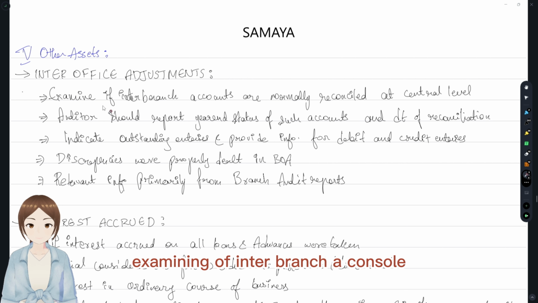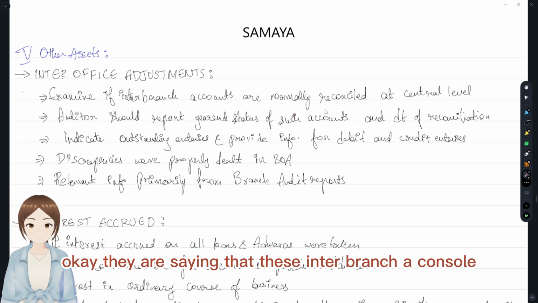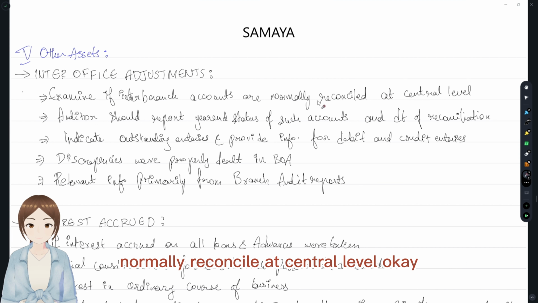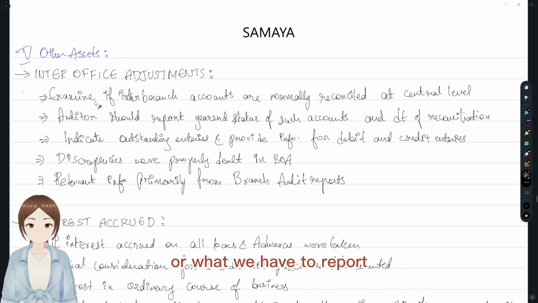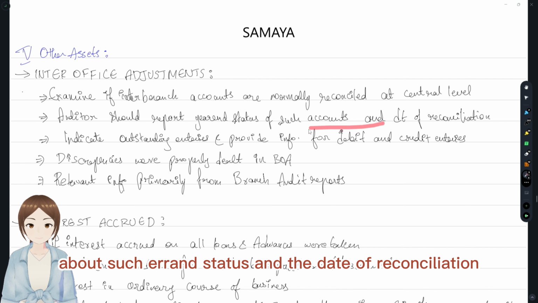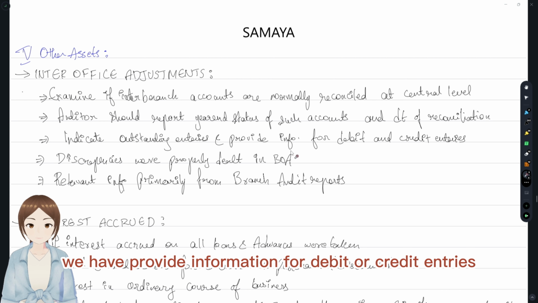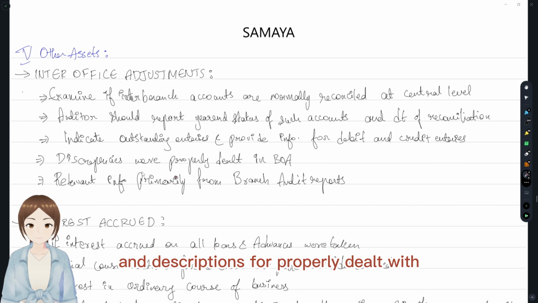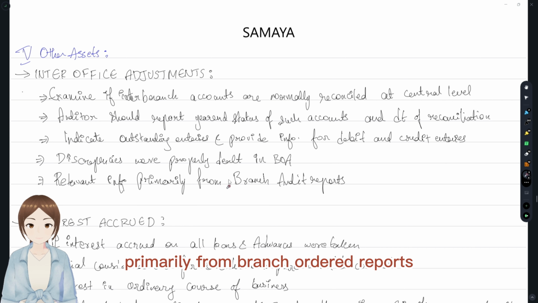Inter-office adjustments: examining of inter-branch accounts, which are normally recognized or reconciled at central level. Okay, they are saying that these inter-branch accounts were normally reconciled at central level. The auditor should report the year-end status of such accounts and the date of reconciliation. That is what he has to report in his LFAR, about such year-end status and the date of reconciliation. For the indication of outstanding entries, you have to provide information for debit or credit entries, and discrepancies properly dealt with via books of accounts, and relevant information primarily from branch audit reports. And these were all the things.